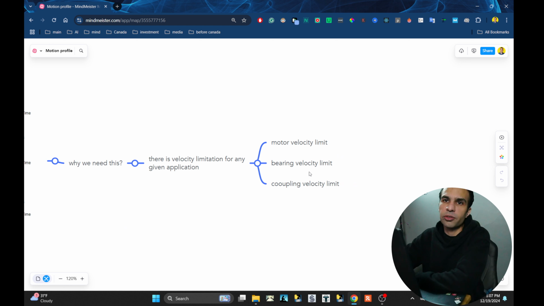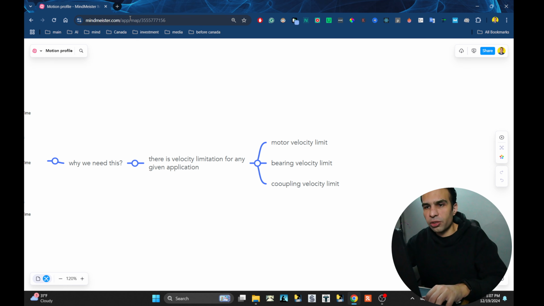Take bearing velocity, for example. If you have a linear guide, the bearing might say that the maximum this linear guide can handle is, for example, 100 meters per second. That is something imaginary; no linear guide can handle that. I have never experienced anything like that. Or, for example, your coupling velocity. For a coupling, you need to connect your motor to the linear guide, right?